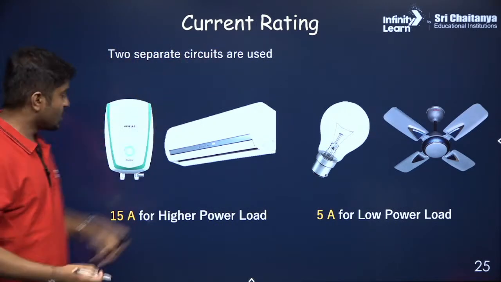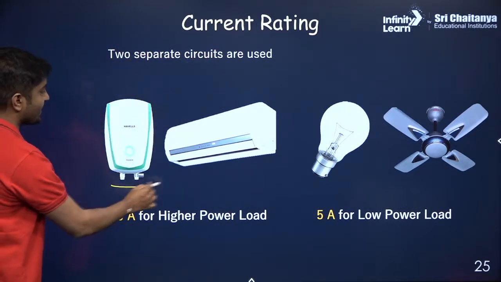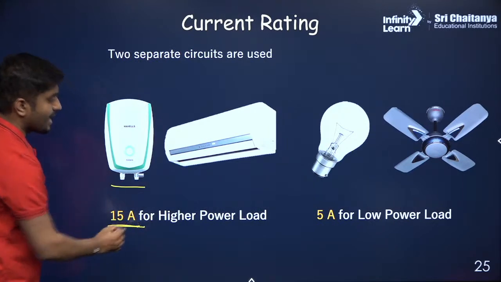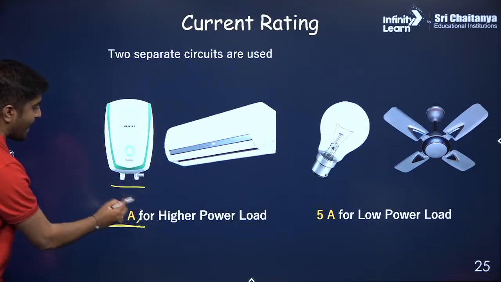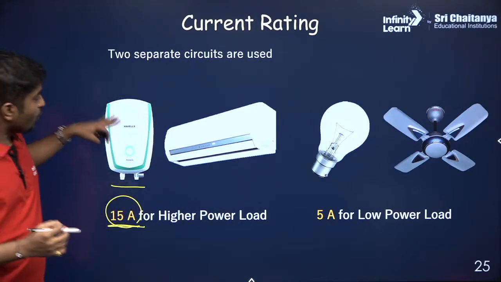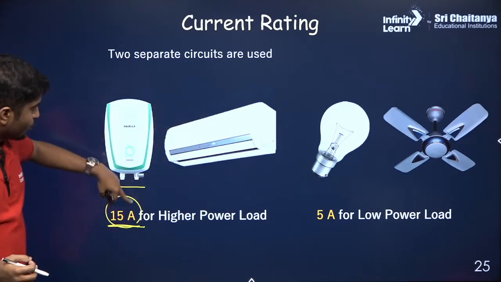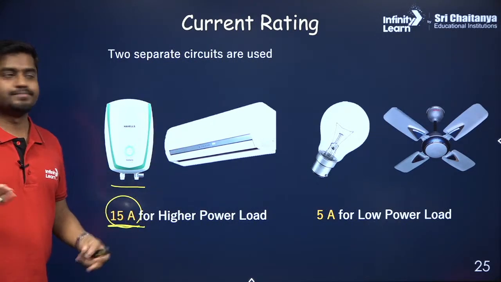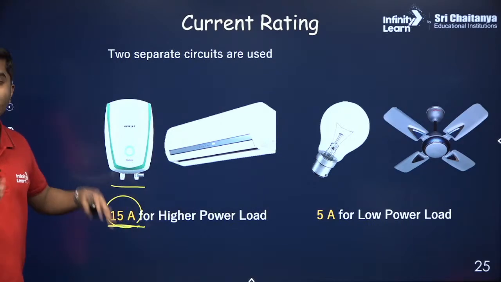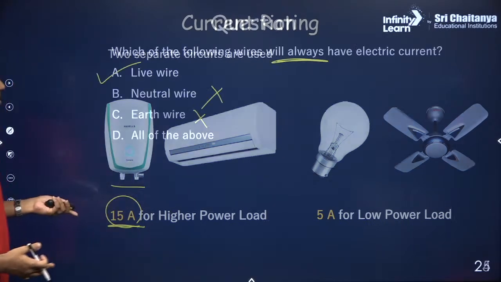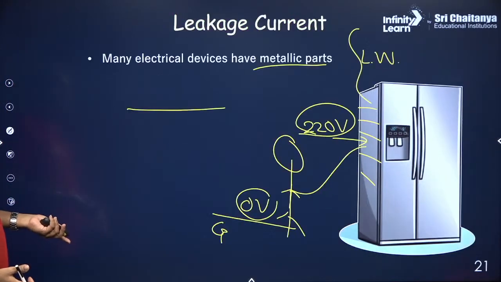What is current rating? Different devices, for example a heater or AC, use higher current, so they have a 15 ampere rating. That means if you want to protect these devices, you use a fuse with a rating of 15 ampere. Or you remember the grid shown at the beginning.